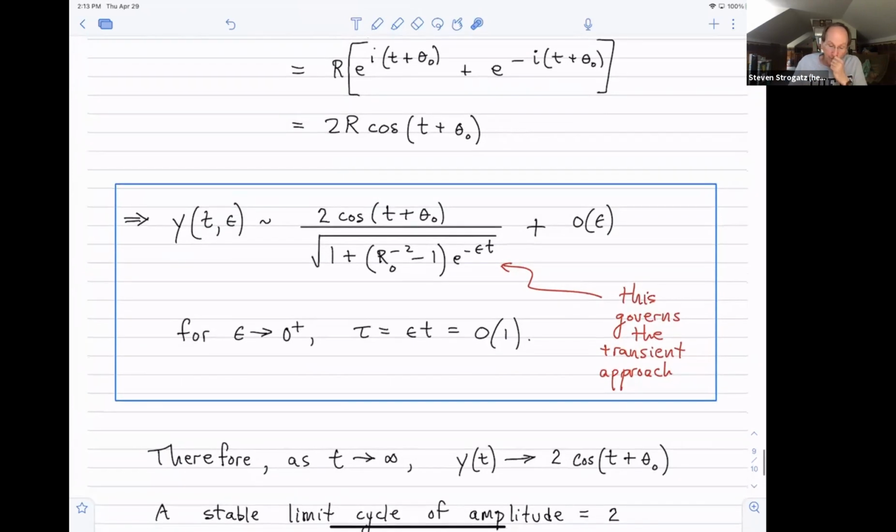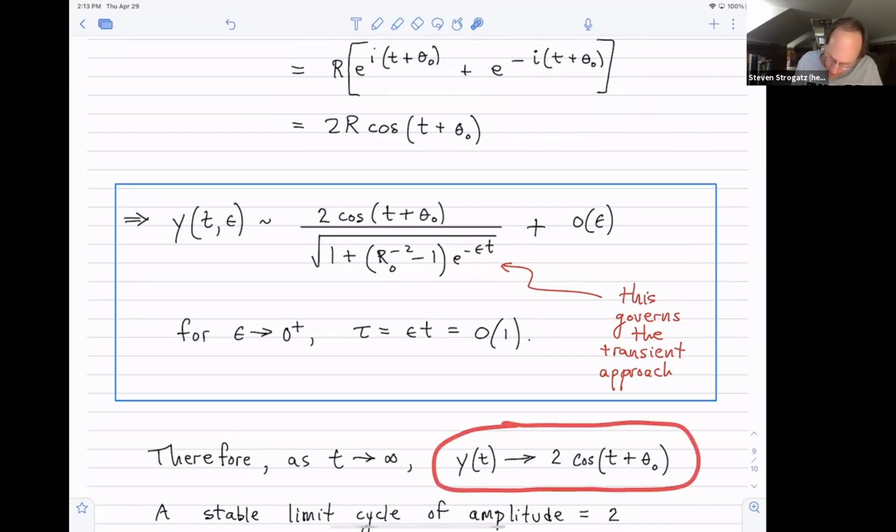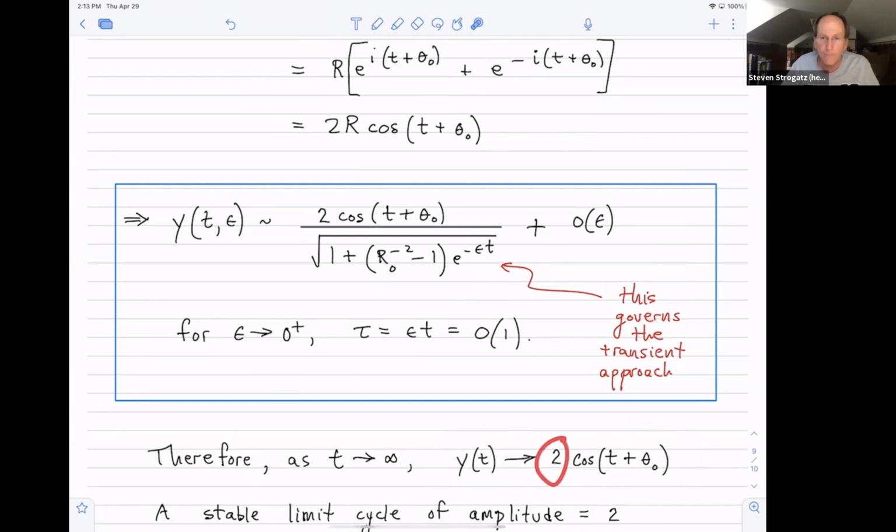And so you can now see from this formula, if you take the t going to infinity limit, this whole term is going to disappear, and you're just going to get 2 over the square root of 1, which is 2. So we're predicting that the van der Pol has, in the original variables, an amplitude of 2.